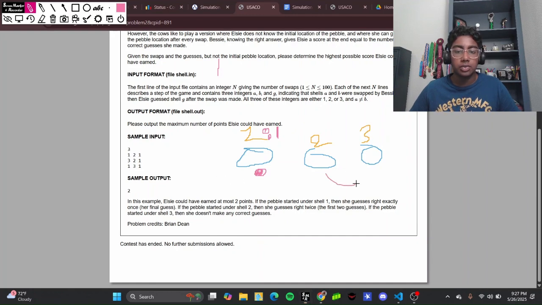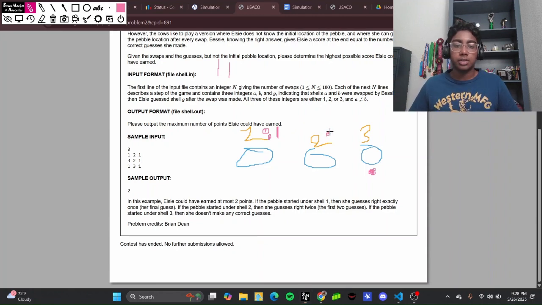Now 3 and 2 swap, that doesn't do anything because they don't have any pebbles. Then Elsie guesses shell 1 again, so she gets another point. Now 1 and 3 swap, so the pebble under shell 1 now goes to shell 3 because they just swapped. And now shell 3 has the pebble. Elsie again guesses that it's under shell 1, and this time it's not true, so she doesn't get a point. And now you'll see that we have two points that we earned from that.